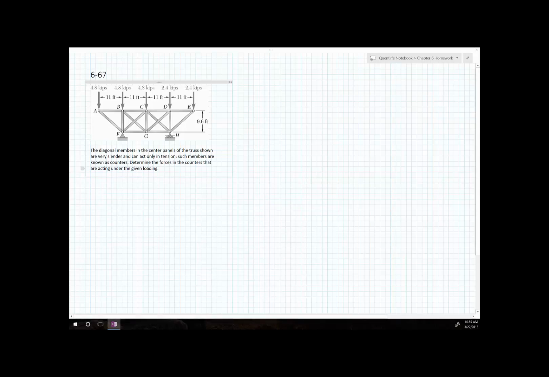So what we're saying is it's either this one or this one that is in tension. So the one that's in compression is as if it is not there. Okay, so what are we going to do? I am a big fan of using the method of sections. I find that that's pretty much across the board the easier way to do things.